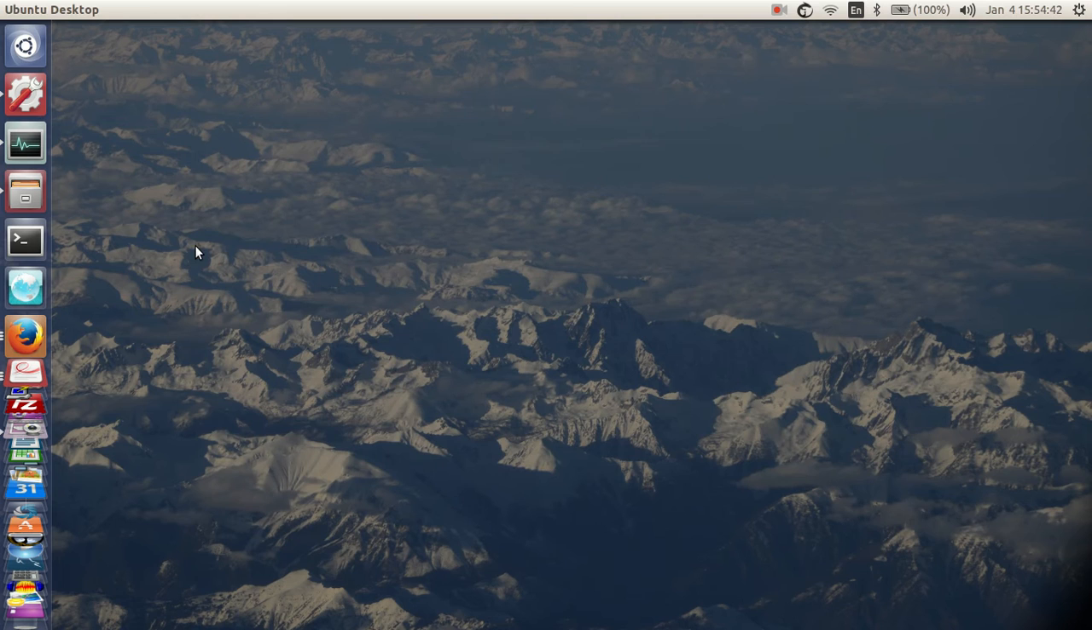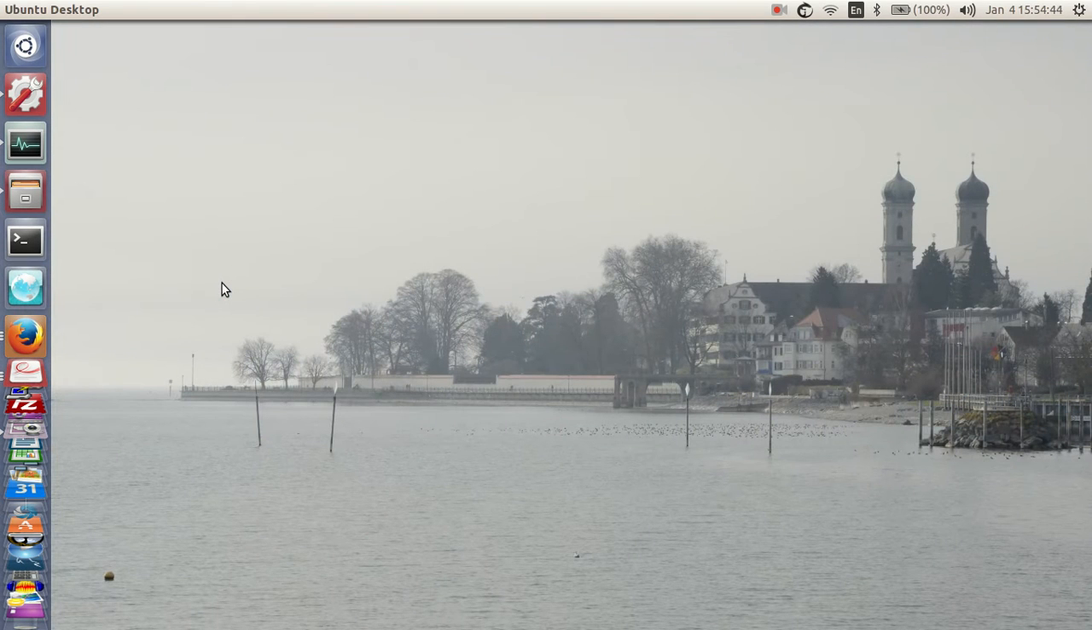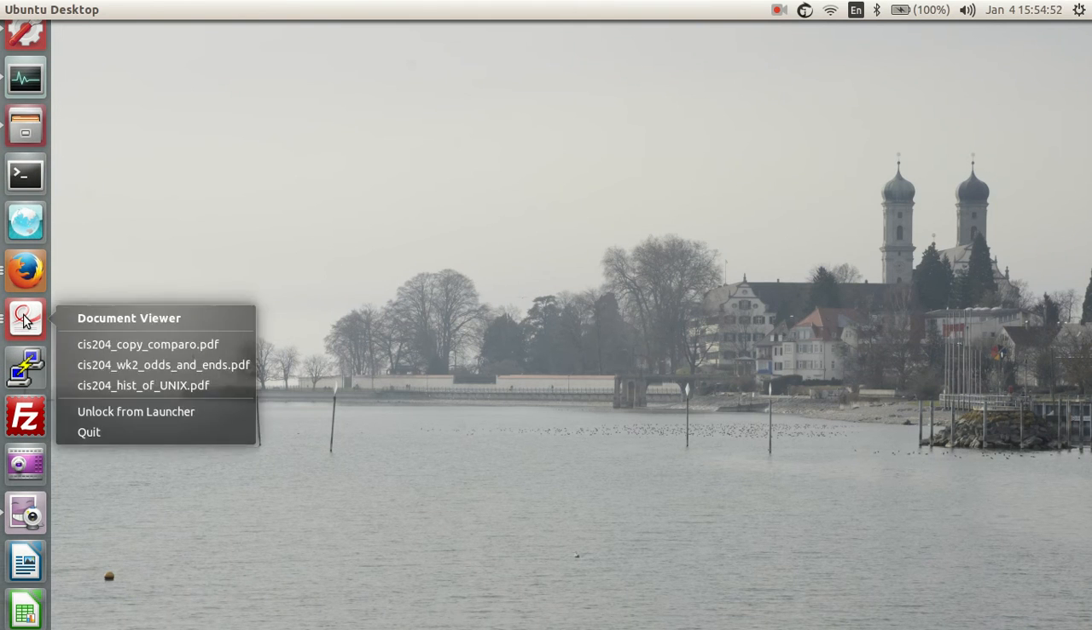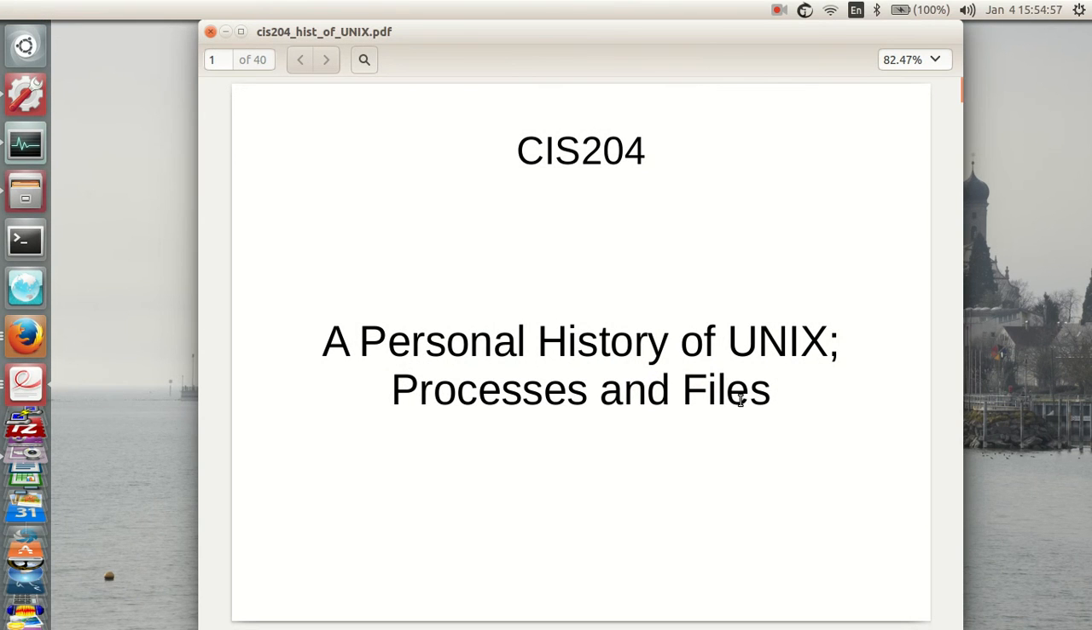The Ubuntu image is actually pretty stable. It's a good device, and I've had a great deal of success running Ubuntu. I like it a lot. But let's get right into a personal history of Unix. Also, we'll discuss processes and files.